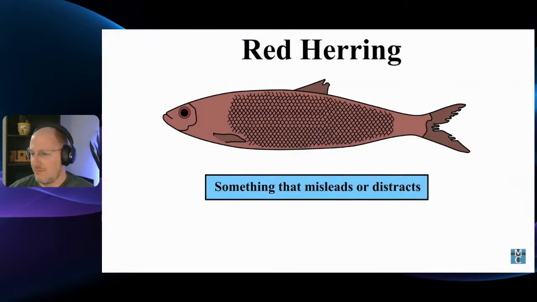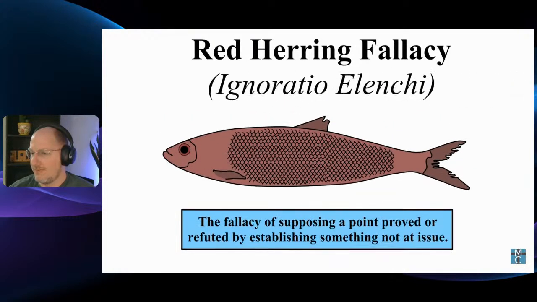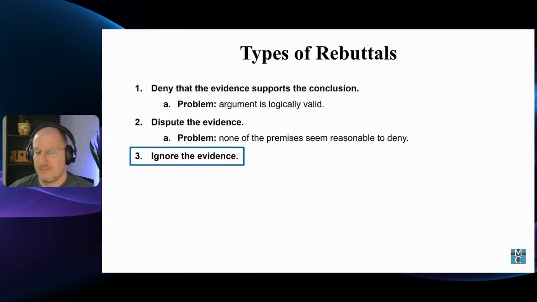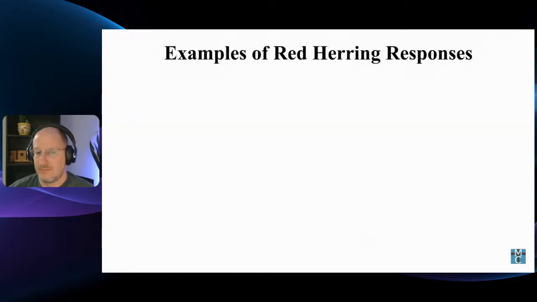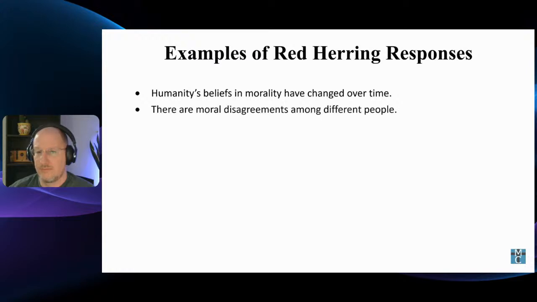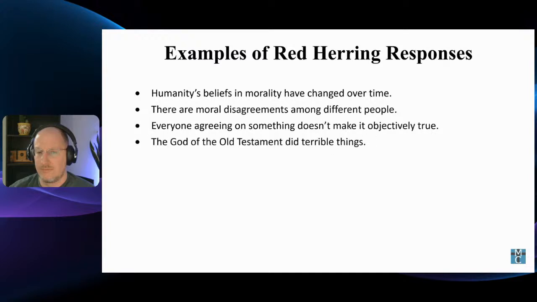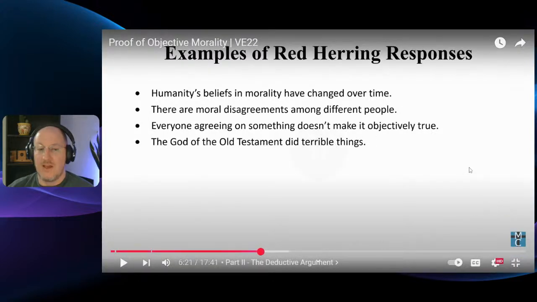Herring is something that misleads or distracts, and a red herring fallacy or ignoratio elenchi is where someone supposes a point proved or refuted by establishing something not at issue. One way to ignore the evidence for moral objectivism here is to use red herrings instead of attacking the premises. Some examples of red herring responses to the reality have changed over time, that there are moral disagreements among different people, that everyone agreeing on something doesn't make it objectively true, that the God of the Old Testament did terrible things.